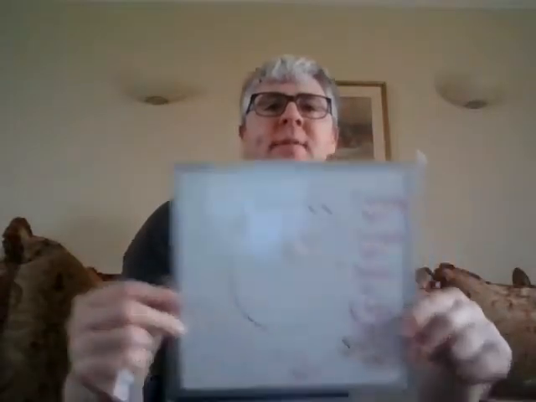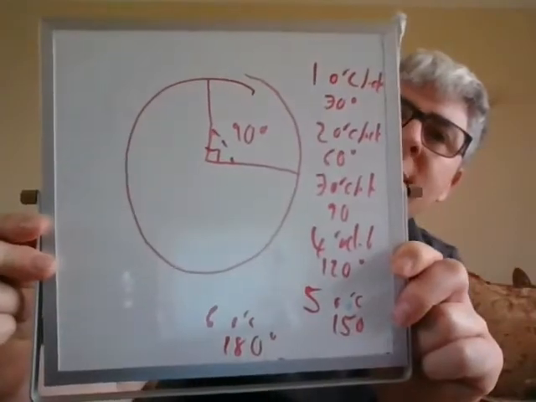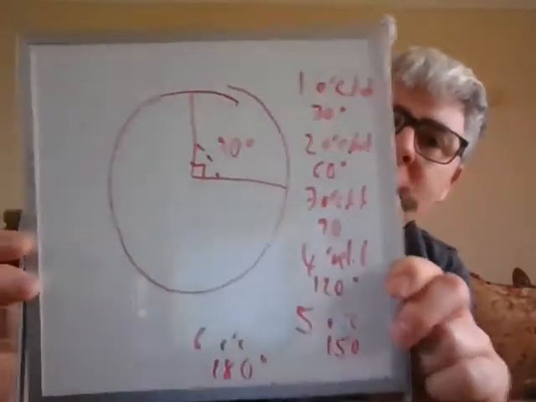4 o'clock is 120 degrees. 5 o'clock is 150 degrees. And 6 o'clock is 180 degrees. That helped me. Then you just keep adding, and when you get to 12 o'clock, you've done 360 degrees. So 1 hour represents 30 degrees. That's how I used to find a method that worked for me.